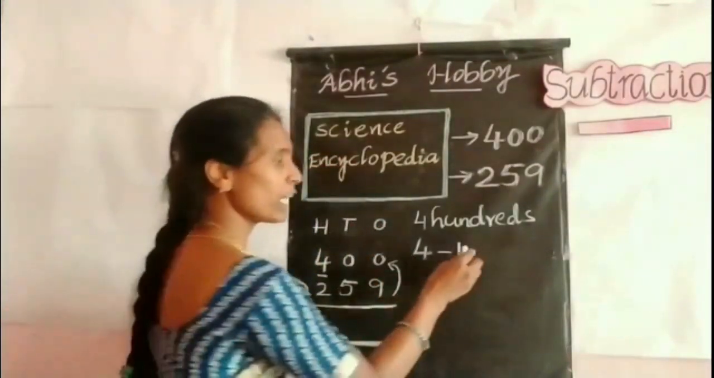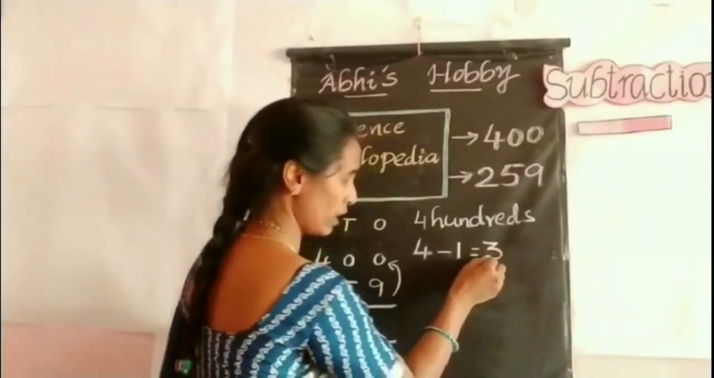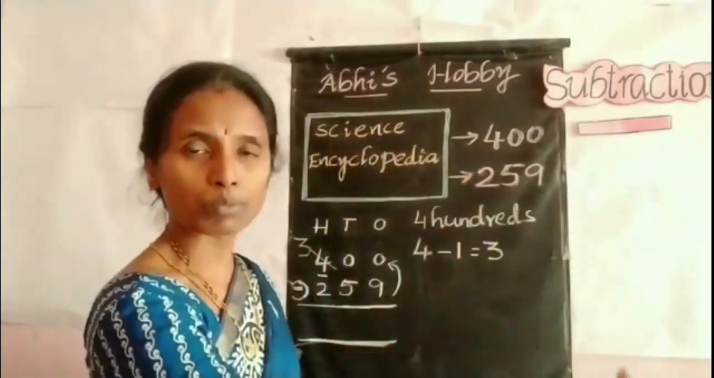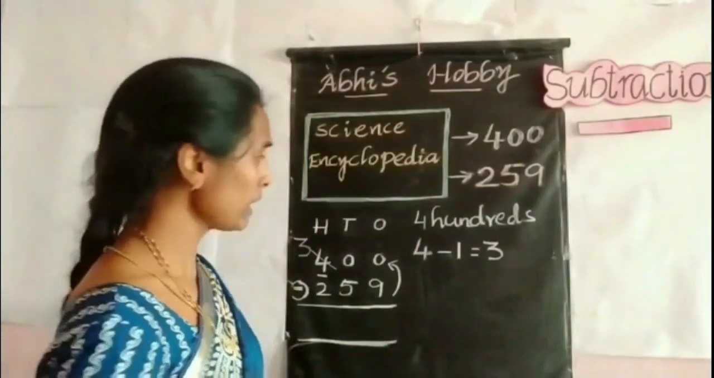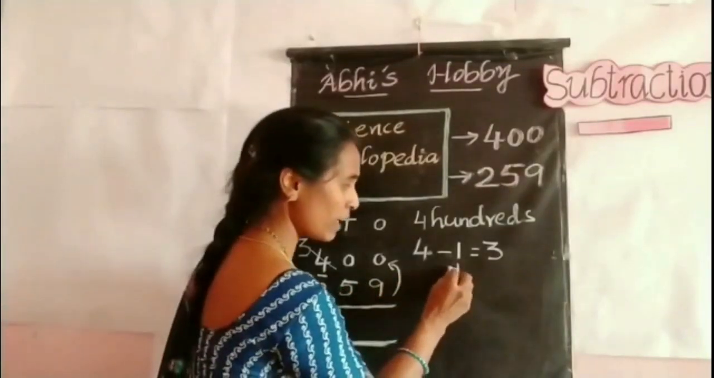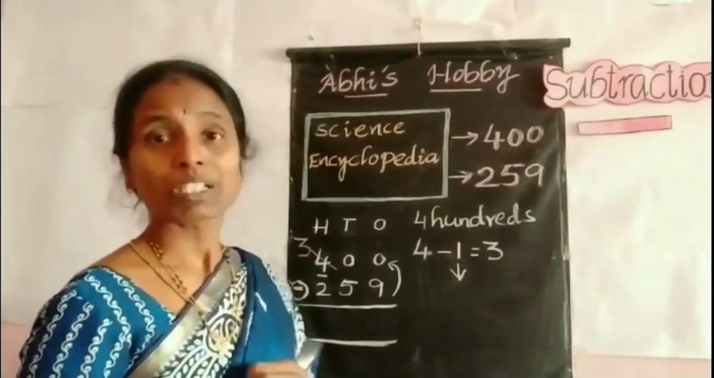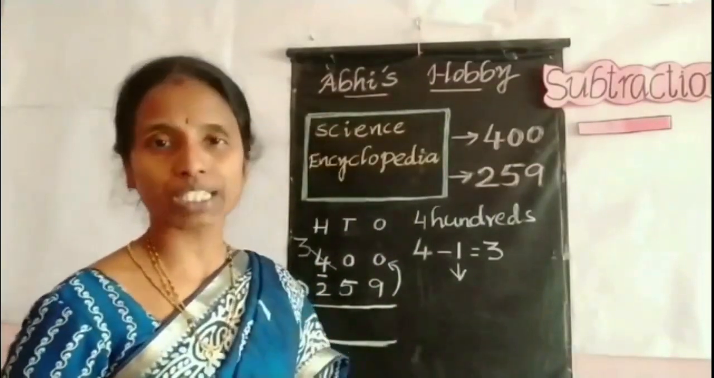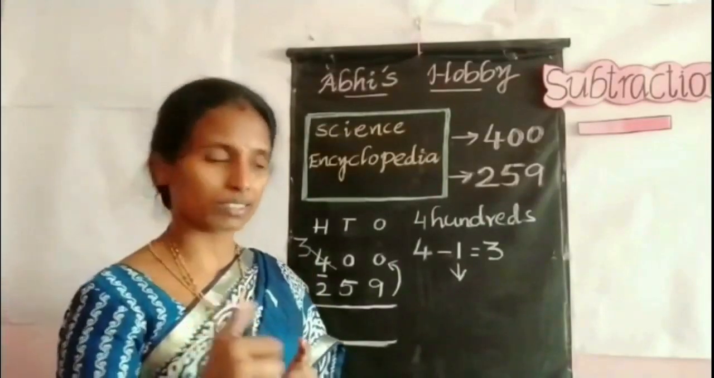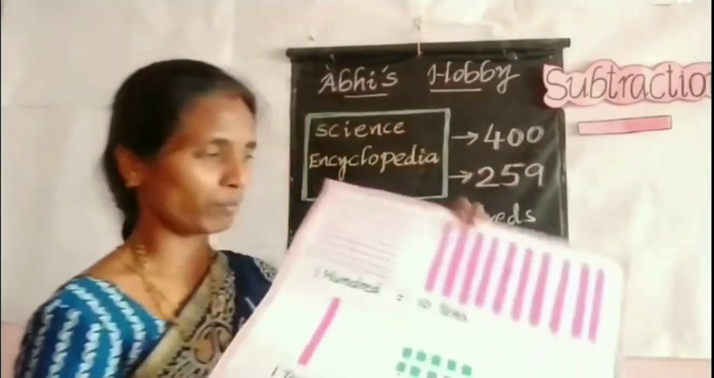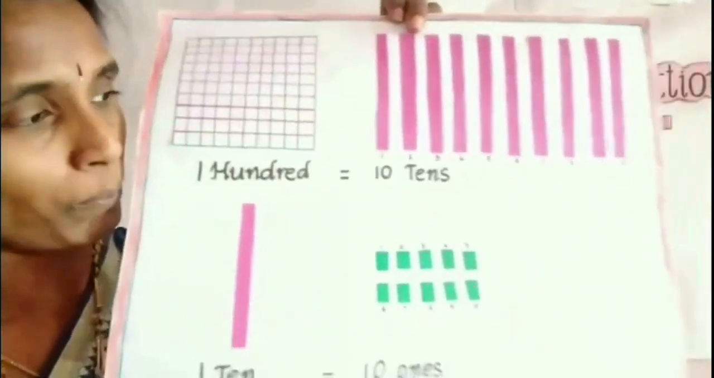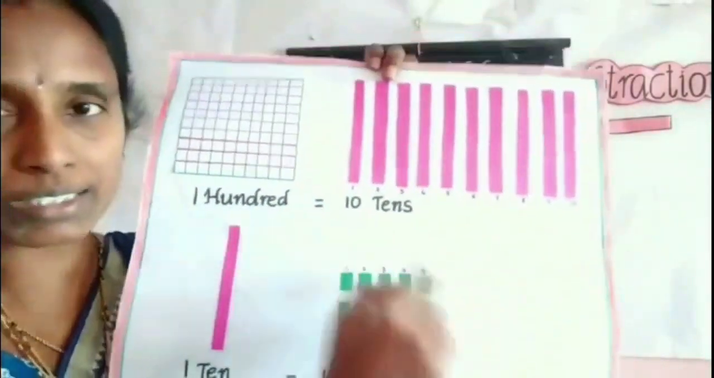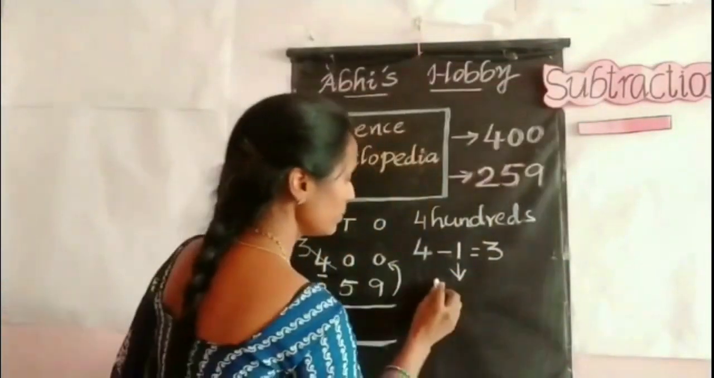So how many hundreds will be left over, children, here? 3. So that I should write, because from 400 already 100 I am going to give as a borrow to the tens place. But can 100 be written directly in the tens place? No. As that is the tens place, 100 should be written in terms of tens. 100 means how many tens? Look here, children, through this flashcard you will understand, 100 means 10 tens.